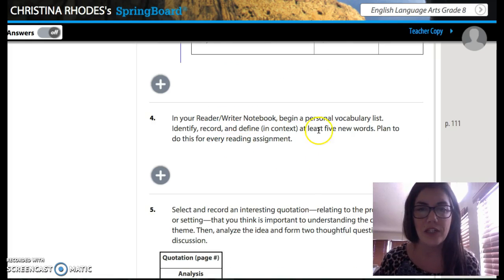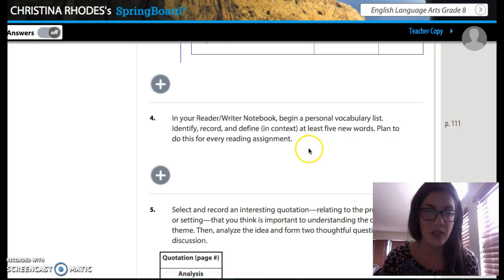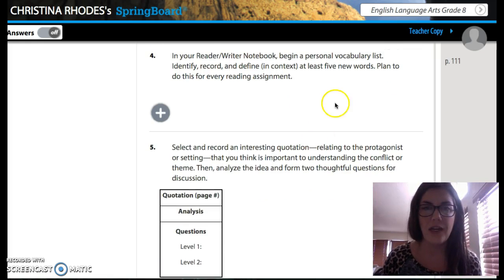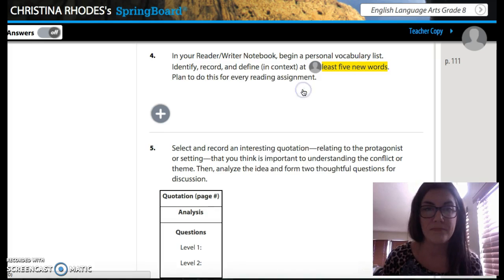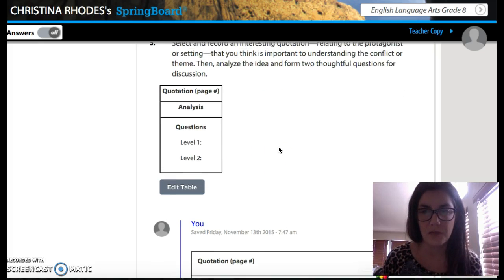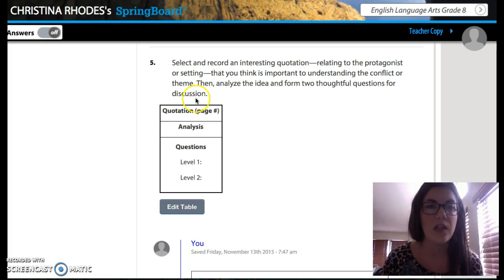Then in your reader-writer notebook, you're going to make a personal vocabulary list. Identify, record, and define in context at least 5 new words. Plan to do this for every reading assignment. So I will show you in our composition notebook how to do this. So every time we read, you're looking for 5 new words. You're going to record and define it, just like we do when we use metacognitive markers, but we're writing it down in our notebooks.